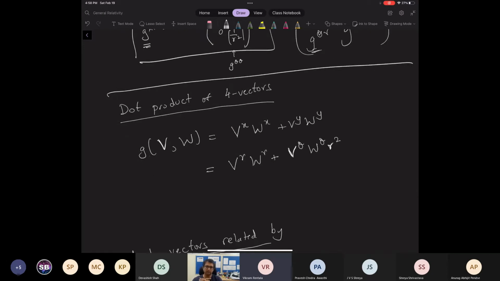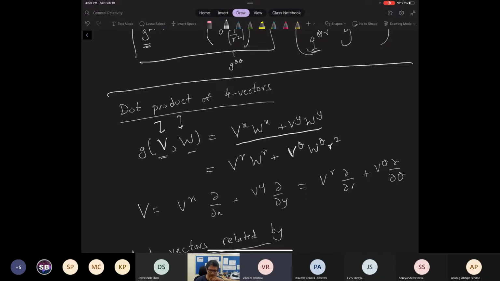Finally, we'll come to the idea of dot products of four vectors. If we have two four vectors, v and w, which in components can be expressed as, for example, v equals vx partial x plus vy partial y, or alternatively in polar coordinates as vr partial r plus v theta partial theta. Now that you have a metric, you can finally define this inner product on these two vectors. And what you'd get in Cartesian coordinates is this, which looks like your standard dot product.